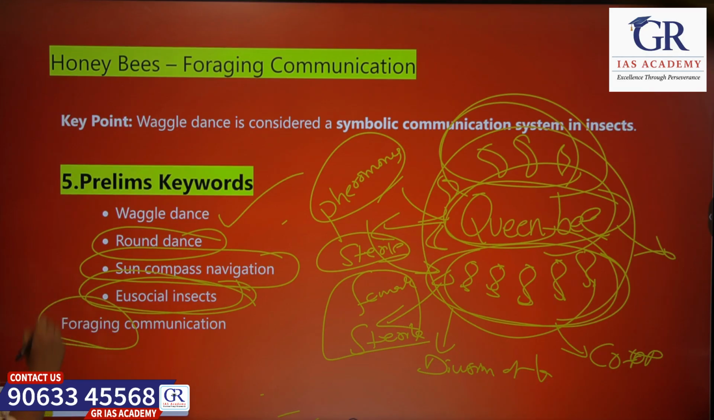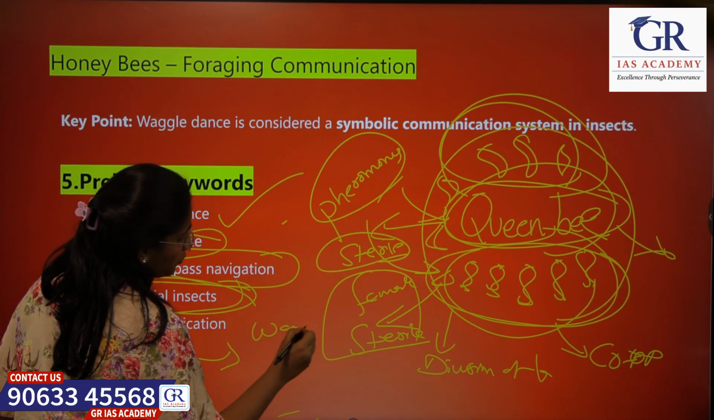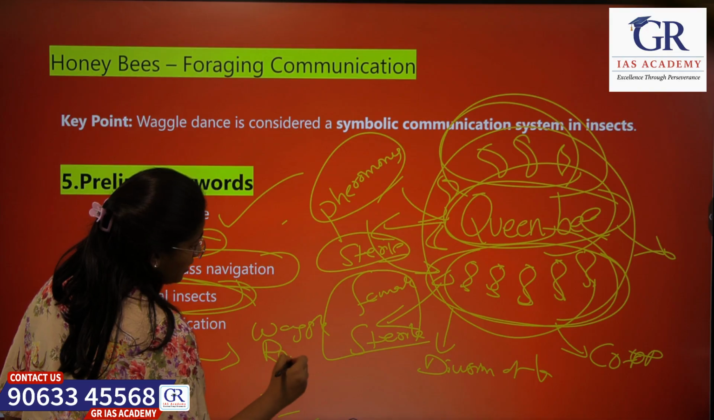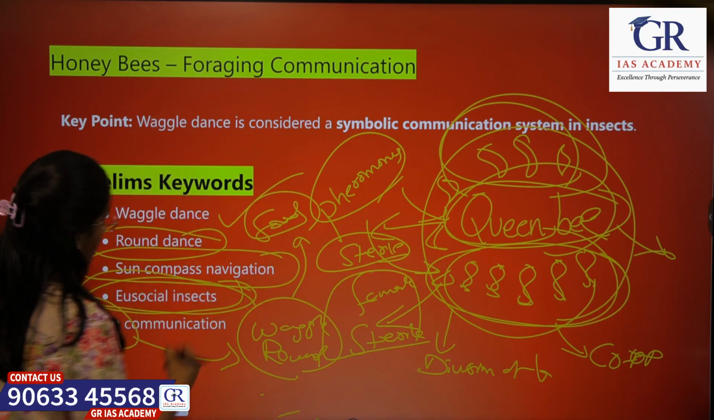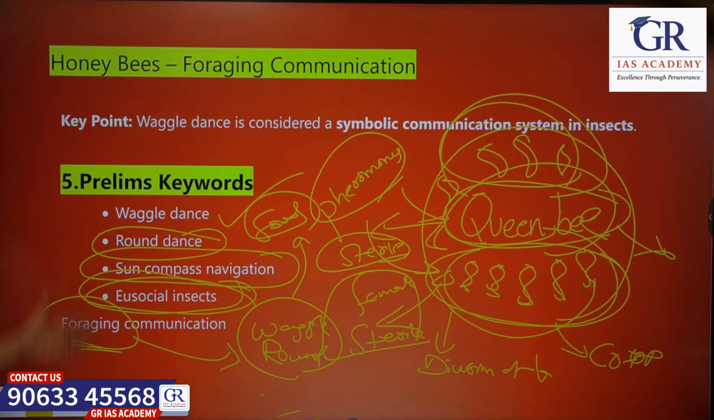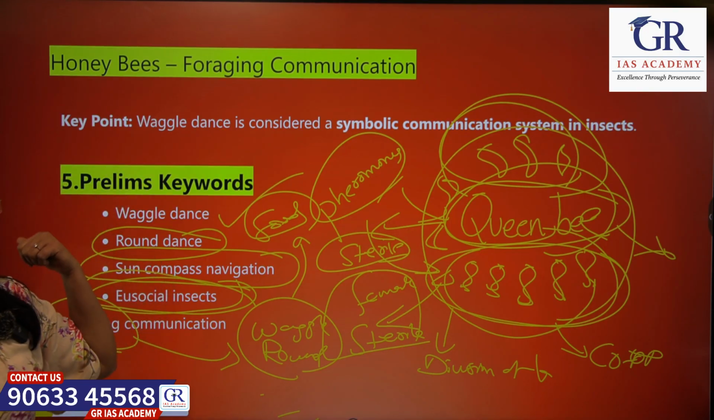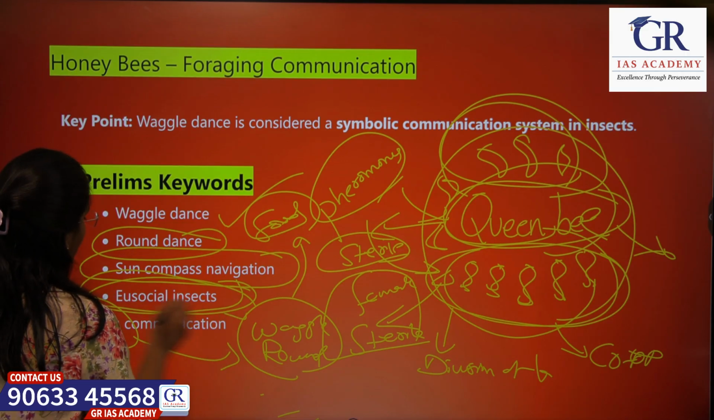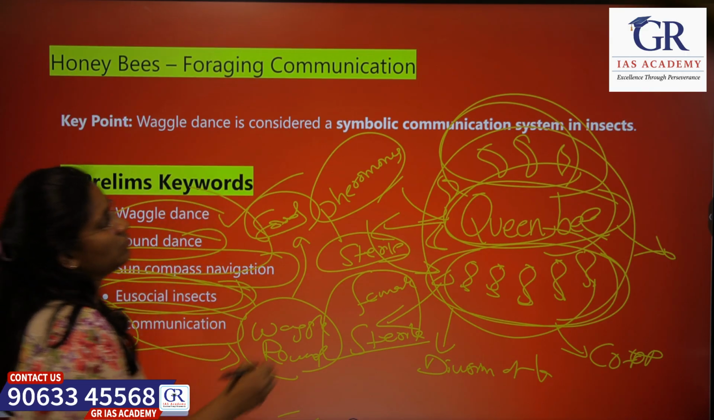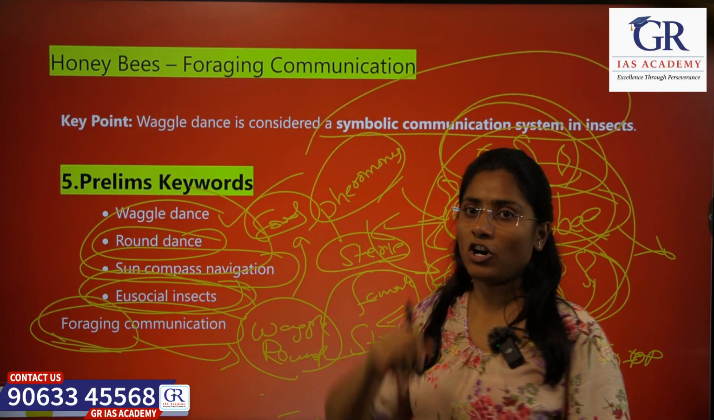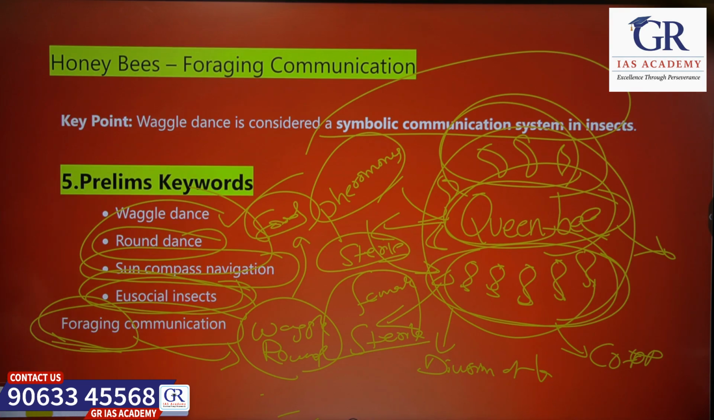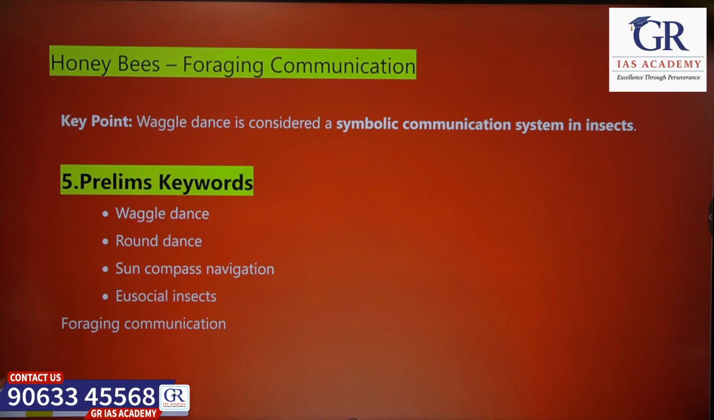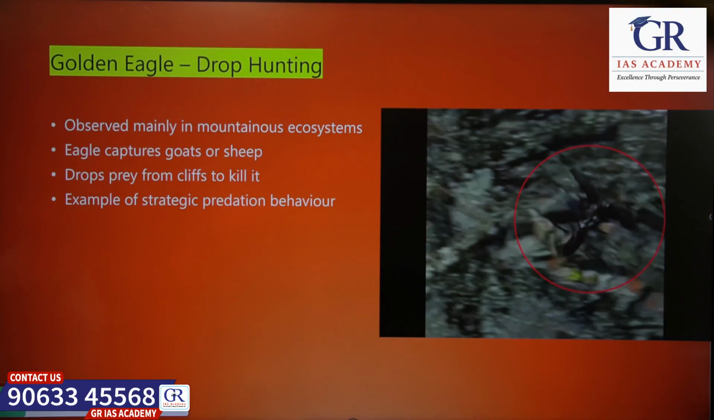And the foraging communication, just now we saw it performs both waggle dance and round dance to give information about the food sources. So this is called foraging communication. So these are all the keywords which are important for our exam. This communication is called symbolic communication of insects. Already UPSC has asked about honeybees, so please concentrate more on this topic.